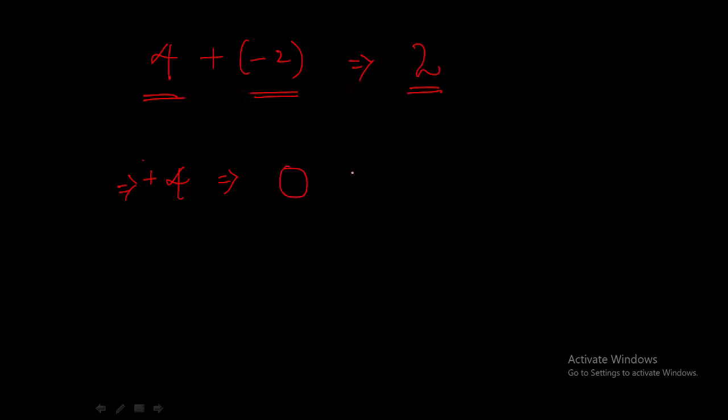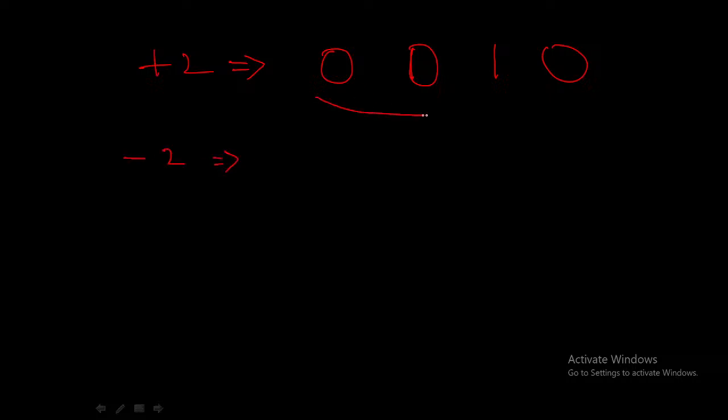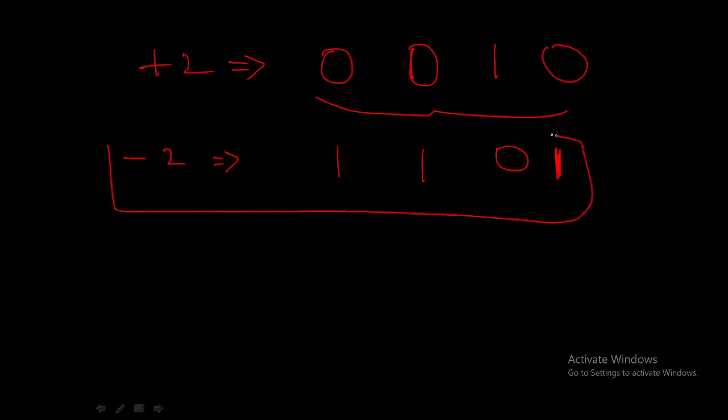So the MSB bit is 0 followed by 1, 0, 0. Next, how to write minus 2 in 1's complement form? To represent minus 2 in 1's complement form, first we should write plus 2, which is nothing but 0, 0, 1, 0. Now for representing minus 2, in 1's complement we will complement this particular number. Then it will become 1, 1, 0, 1. So this is the 1's complement representation of the number minus 2.